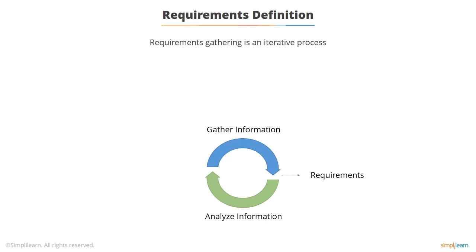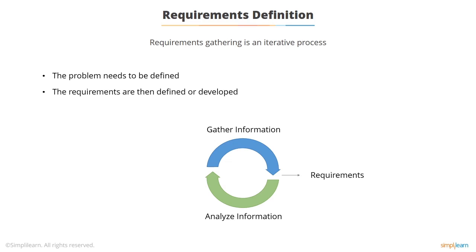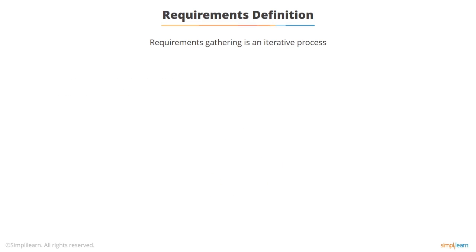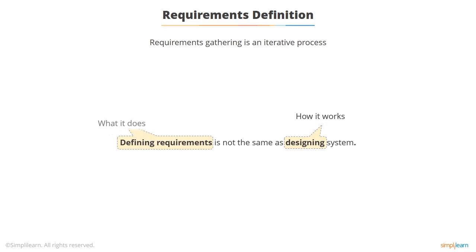So requirements gathering or requirements definition is a difficult process. It's an iterative process. First of all, we need to decide what the problem is. Now, problem definition is quite difficult. We then need to be able to turn the problem into a series of requirements. And it's important to note that defining requirements is not the same as designing the system. Designing the system is really how it works. The requirements is purely what it does.